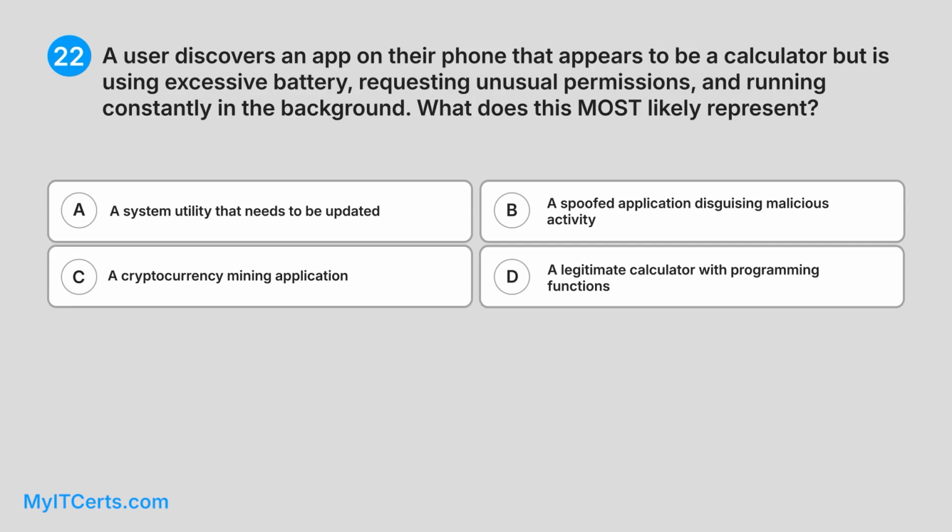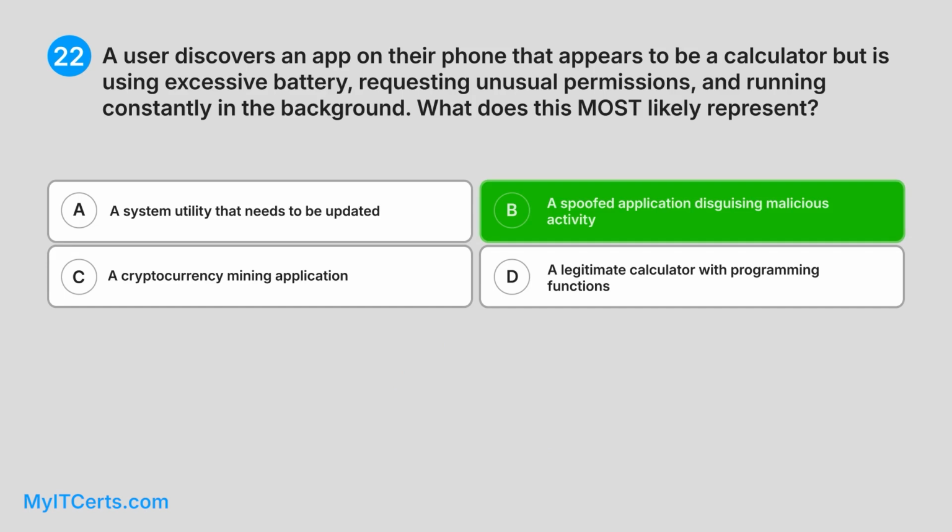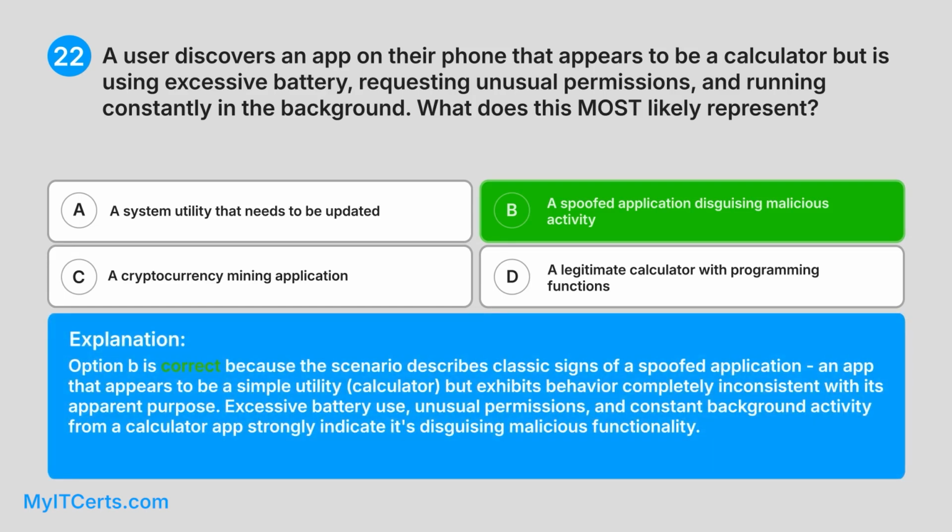Correct answer: B. A spoofed application disguising malicious activity. Explanation. Option B is correct because the scenario describes classic signs of a spoofed application. An app that appears to be a simple utility, a calculator, but exhibits behavior completely inconsistent with its apparent purpose. Excessive battery use, unusual permissions, and constant background activity from a calculator app strongly indicate it's disguising malicious functionality.